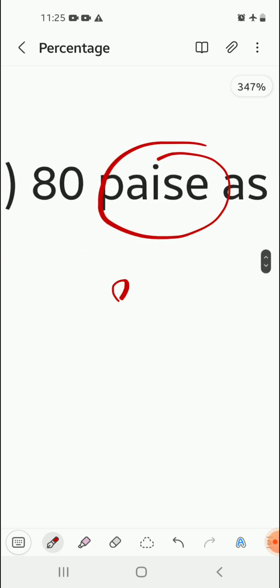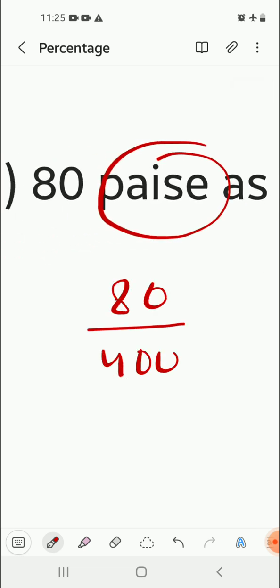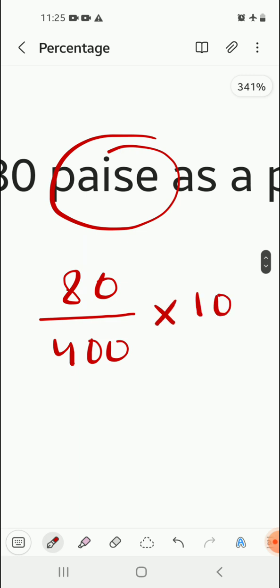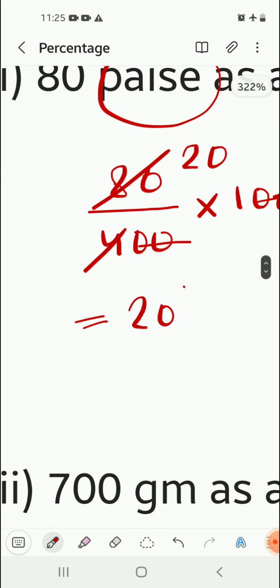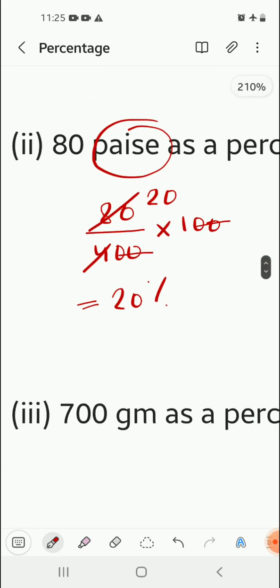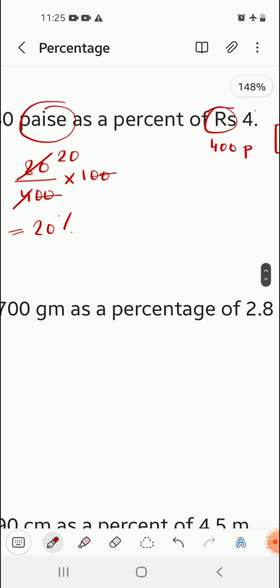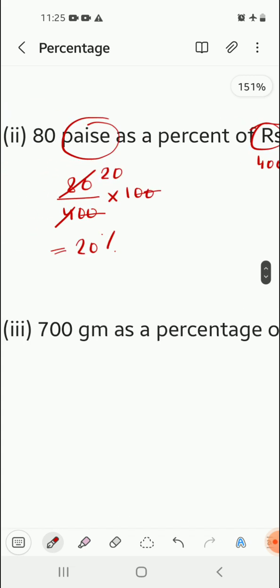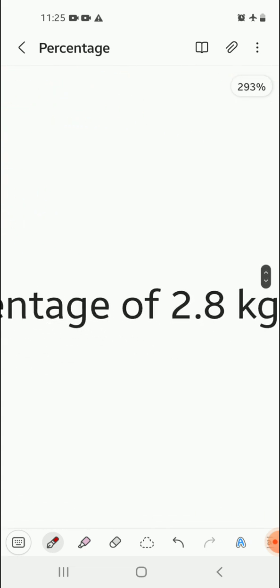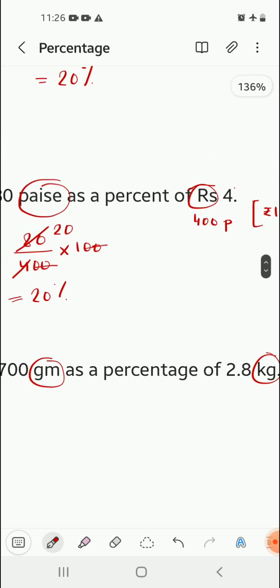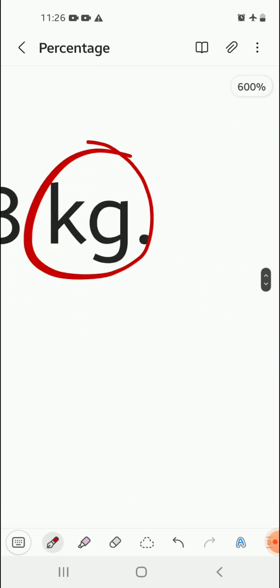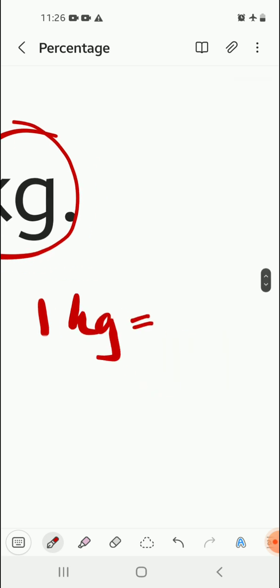So what percentage is 80 paisa of 400 paisa? So convert it into percentage, so into 100, cancel it out. 20, it would become 20% once again. Moving on to the next question, 700 gram as a percentage of 2.8 kg. Again, the units are different. Here there is gram and here there is kg. As I told you, convert the greater unit to the smaller unit to make it less complicated. So we know 1 kg is equal to 1000 gram.